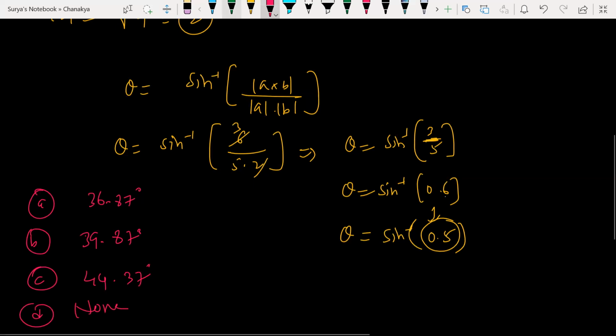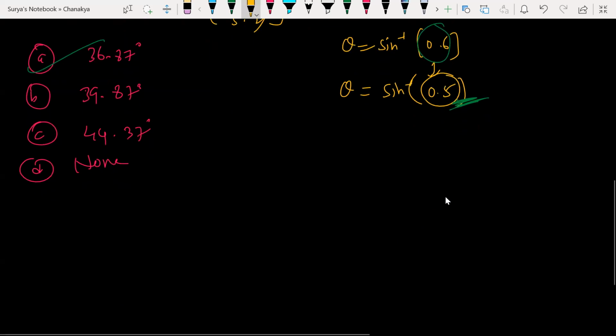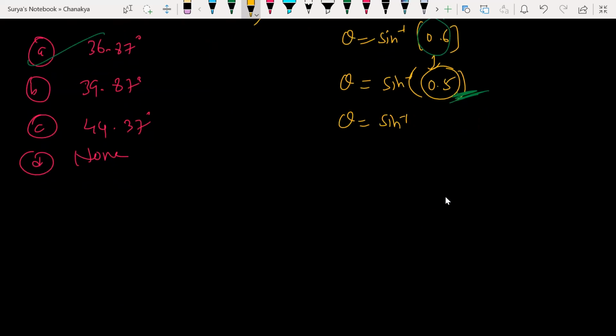Then which option is going to be correct here? The nearest value, 36 point, this one is going to be the answer. You need not calculate accurately here, beta. 3 by 5 is given, right? 3 by 5 can be written as 0.6. What is the nearest value to 0.6? 0.5. Now 0.5 is nothing but 1 by 2, isn't it?